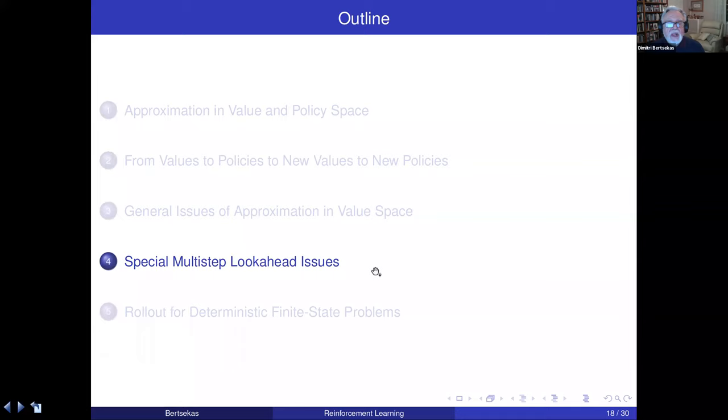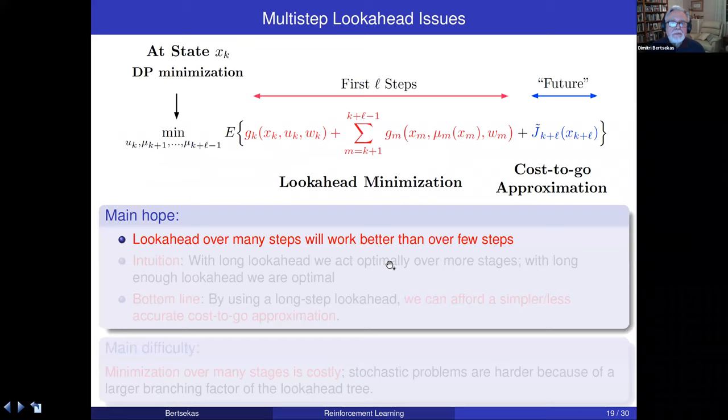Okay, so let's say a few things about multi-step look ahead. Here's a diagram for least squares for multi-step look ahead. It involves an L stage finite horizon problem with cost approximation. Of course, solving finite horizon problems, even with a reduced number of stages, can itself be quite difficult.